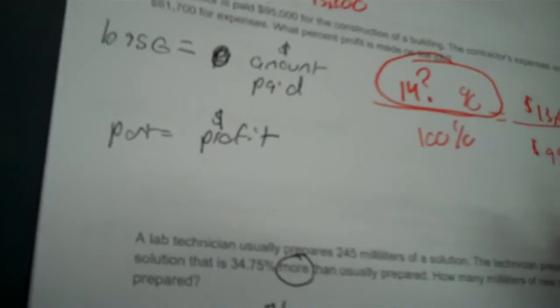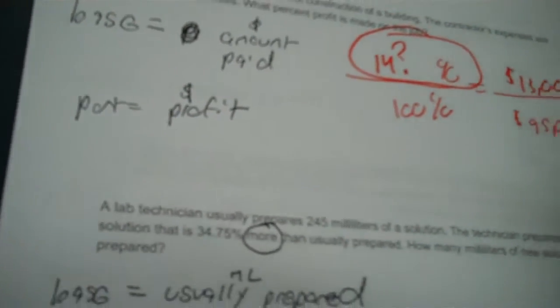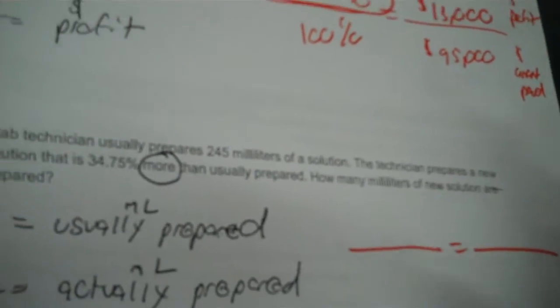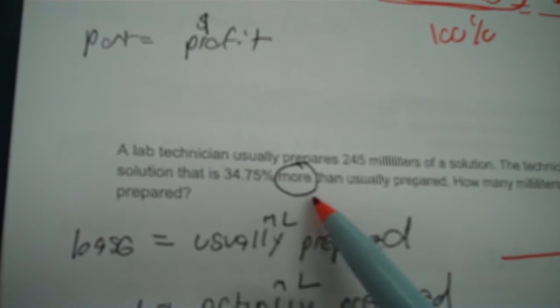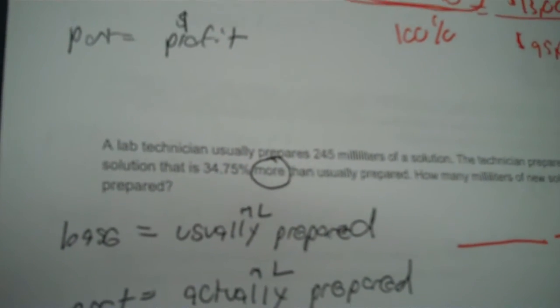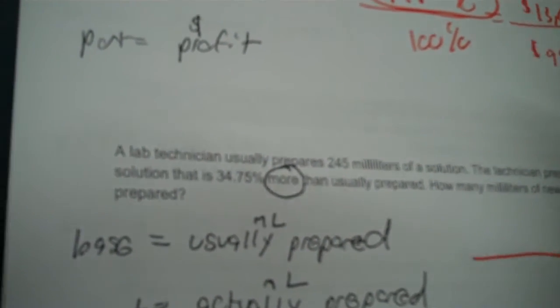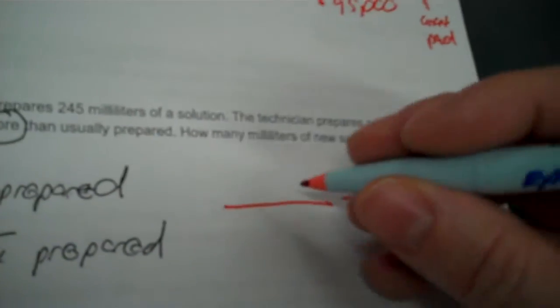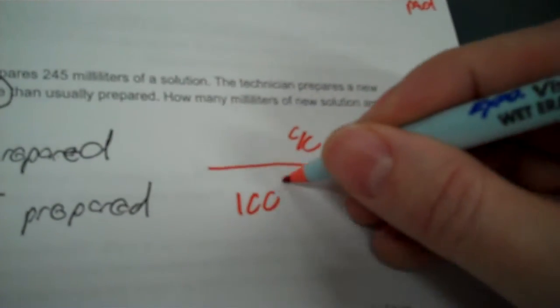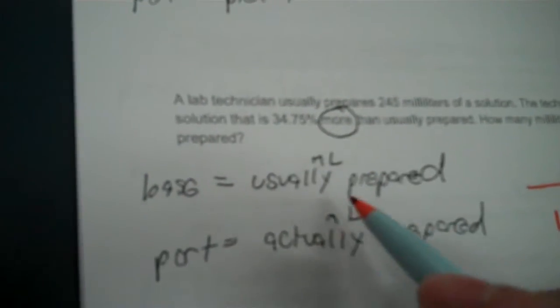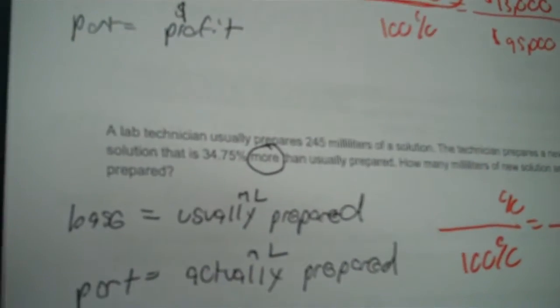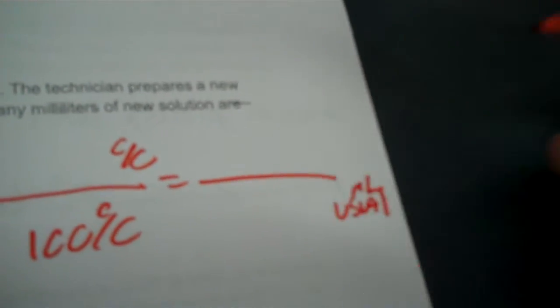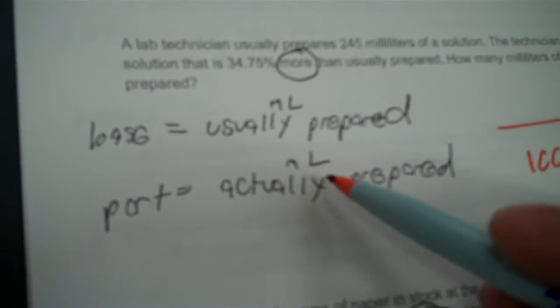Okay, next one. A lab technician usually prepares 245 milliliters of a solution. The technician prepares a new solution that is 35.75% more than usually prepared. How many milliliters of new solution are prepared? Okay, so percent over 100%. Now it's part over base. So the base is the usual prepared. Just put usual. That's how many milliliters usually, and I put the label. This is how many milliliters actual.